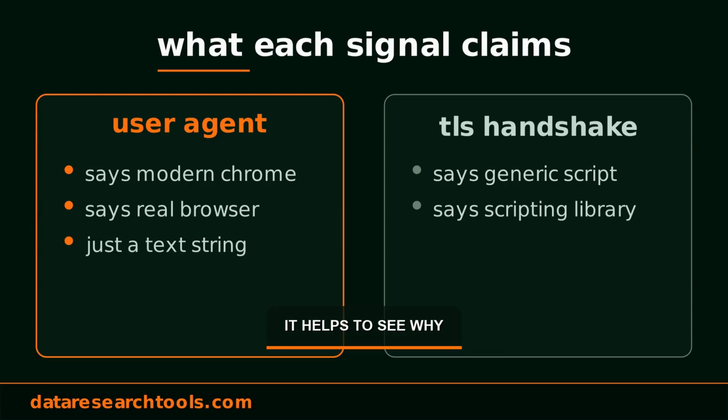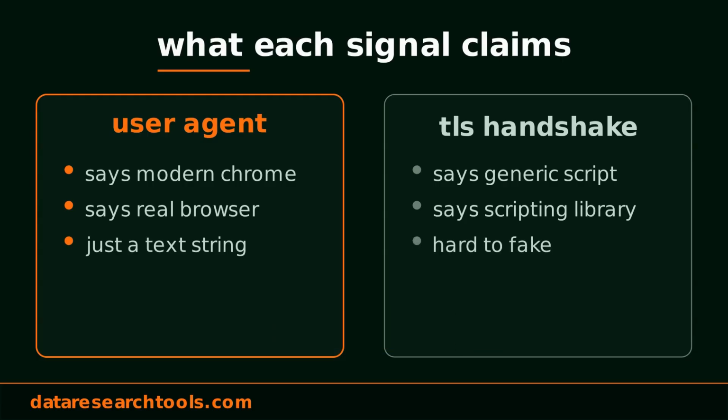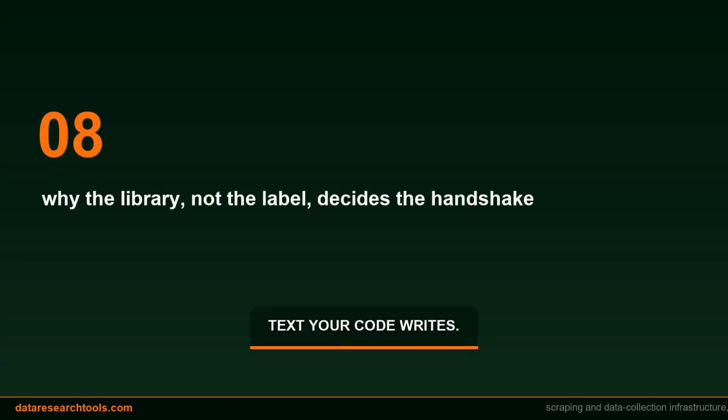Why the library, not the label, decides the handshake. It helps to see why this is so hard to fake casually. The user agent lives in the request, a line of text your code writes.